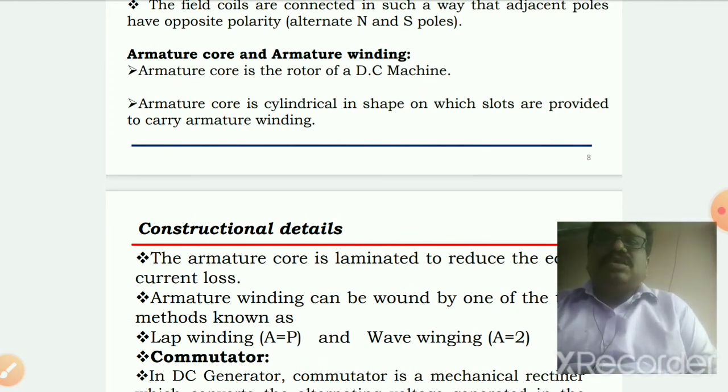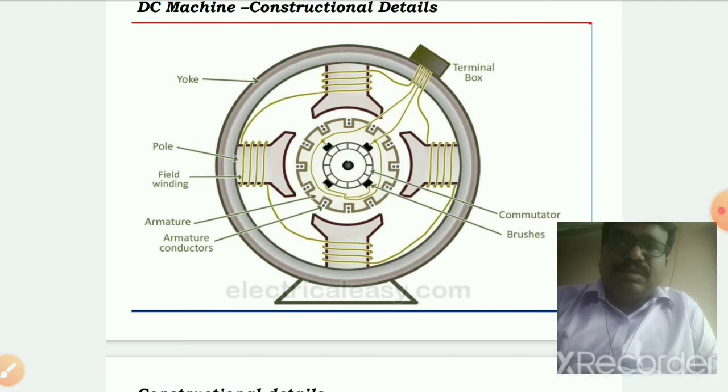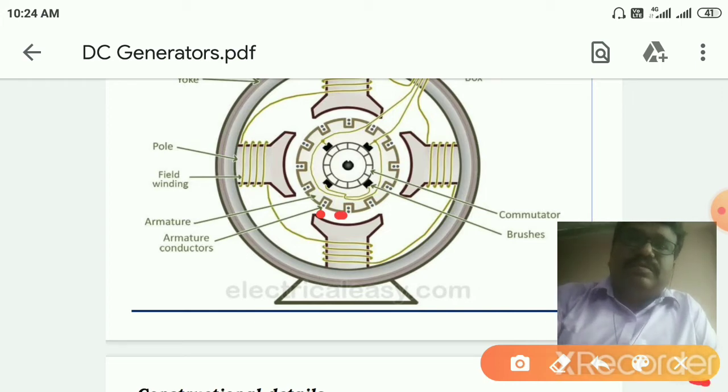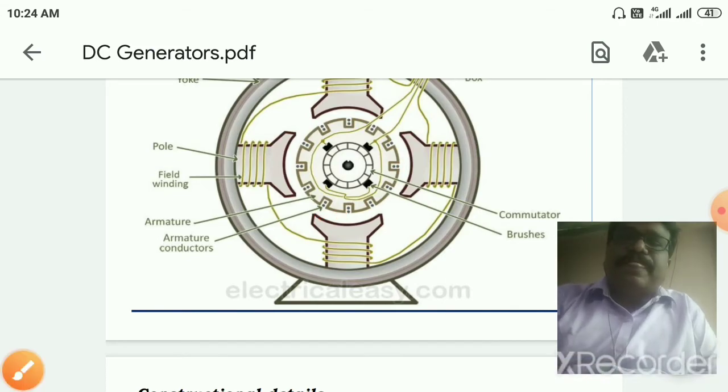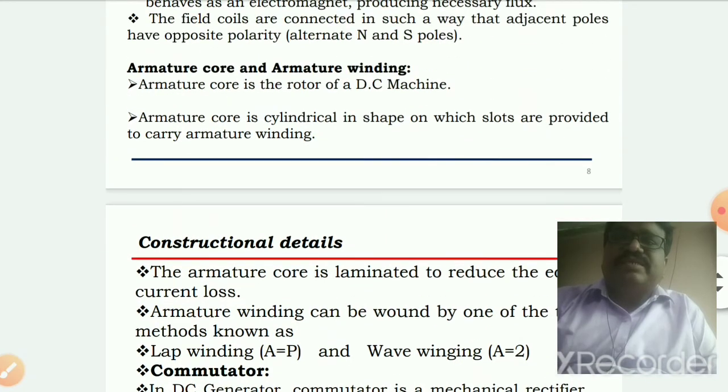Here, the armature core is on the rotor of the DC machine. It is the cylindrical slab having a number of slots and teeth. Slots means the place where you are going to place the conductors. So this is the place used for placing armature conductors in it.